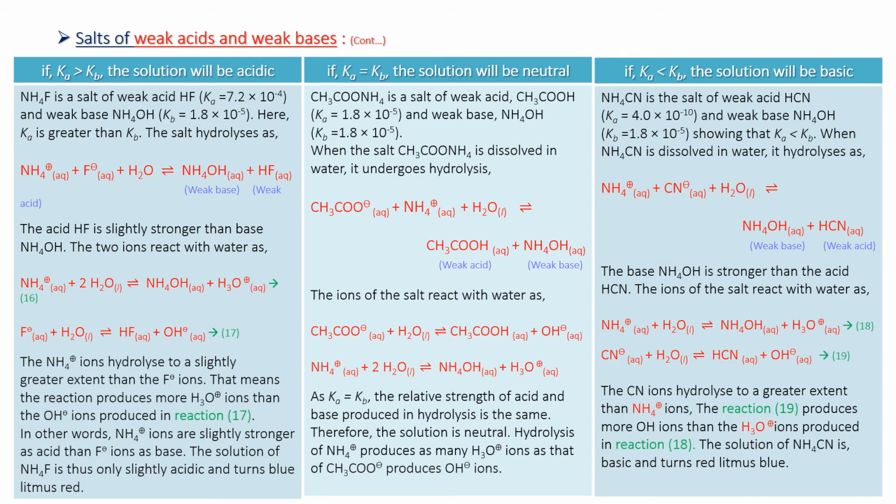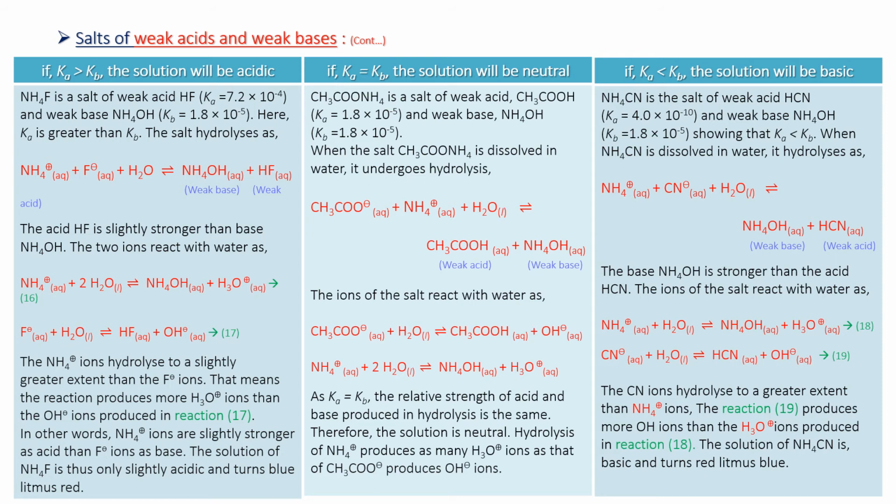So in this way, whenever you have a salt of a weak acid and weak base, you have three possibilities, depending upon the relative strength of your Ka and Kb. If Ka is greater than Kb, your solution will be acidic. If your Kb is greater than Ka, your solution will be basic. And if Ka and Kb are equal, then your solution will be neutral.